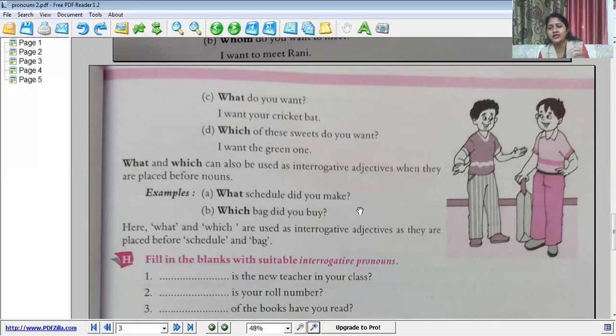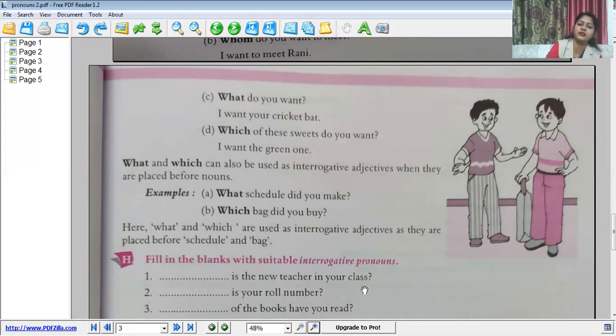So it is an interrogative adjective. But see in the previous sentences, after which, what has come? Of. Is it a noun? No. So it's an interrogative pronoun. What do you want? After what there is do. Is do a noun? No. So it's an interrogative pronoun. Got it, children?